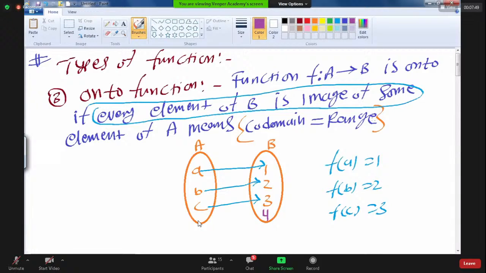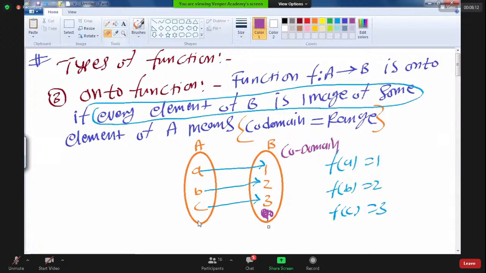So this is onto function. Simple basic definition: onto function, codomain should be equal to range. What is codomain? Codomain is B. And what is range? Range are those elements which are related to A. So 1, 2, 3 are related to A. So codomain and range both are same, because let me erase 4.